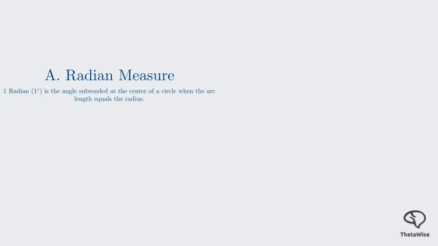Radian measure is an alternative to degrees. A radian is defined as the angle subtended at the center of a circle when the arc length is equal to the radius. So, if the radius is r and the arc length is also r, the angle is exactly 1 radian. This is a very natural way to measure angles, as it relates the angle directly to the geometry of the circle. A full circle is 360 degrees.